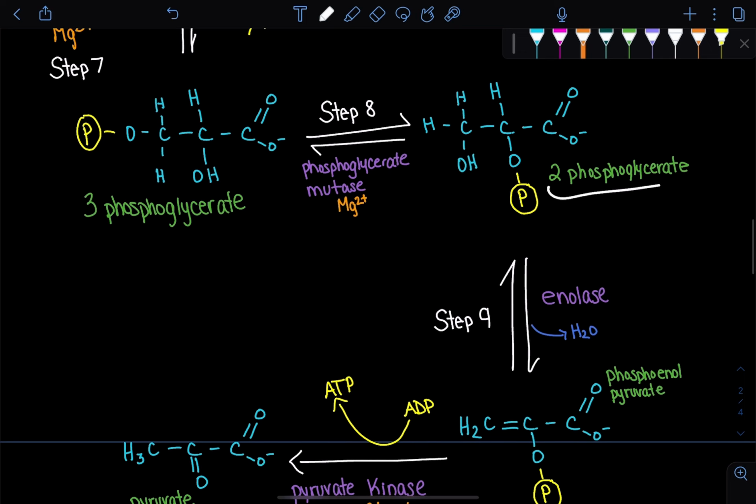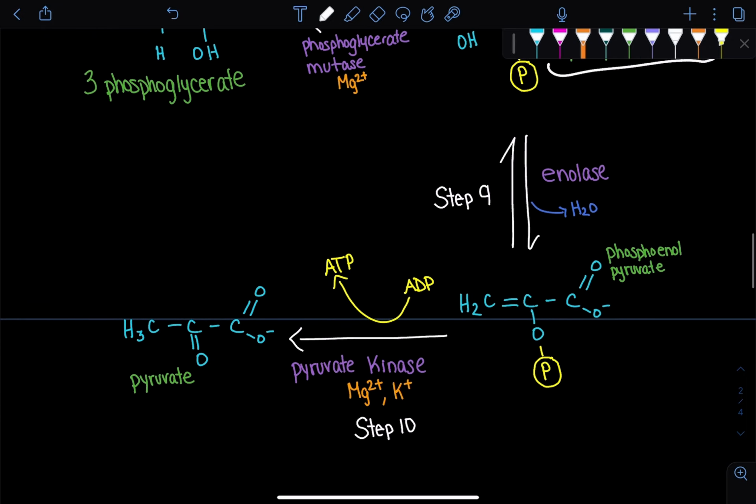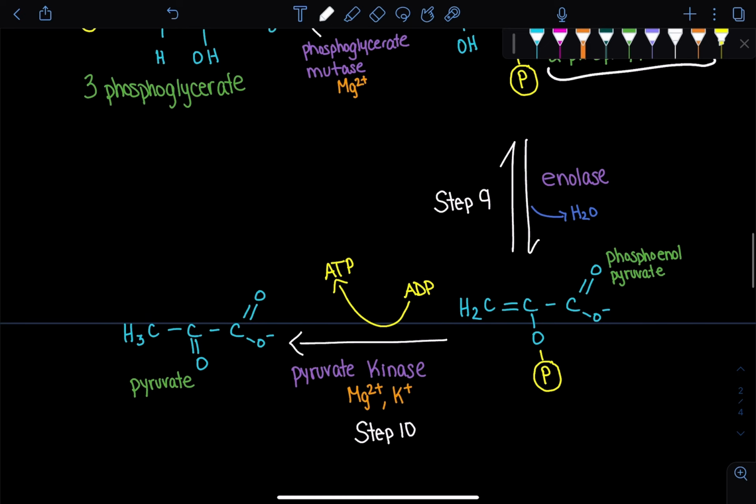Now that we have 2-phosphoglycerate, the phosphate is now on carbon number 2 and the hydroxyl is now on carbon number 3, we undergo a dehydration event, in which essentially we remove water. And we do that through the enzyme known as enolase. So over here in step number 9, we can see that we have converted to an enolate form of pyruvate, called phosphoenolpyruvate. When we lose water, we lose the OH and the H on this carbon over here. So we form a double bond right over here, right?